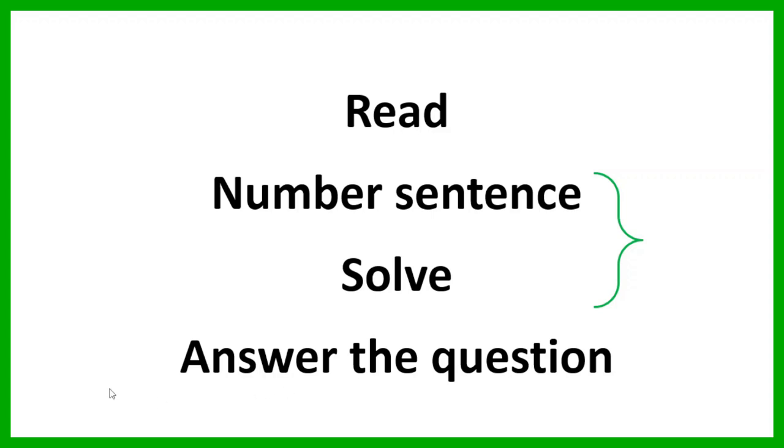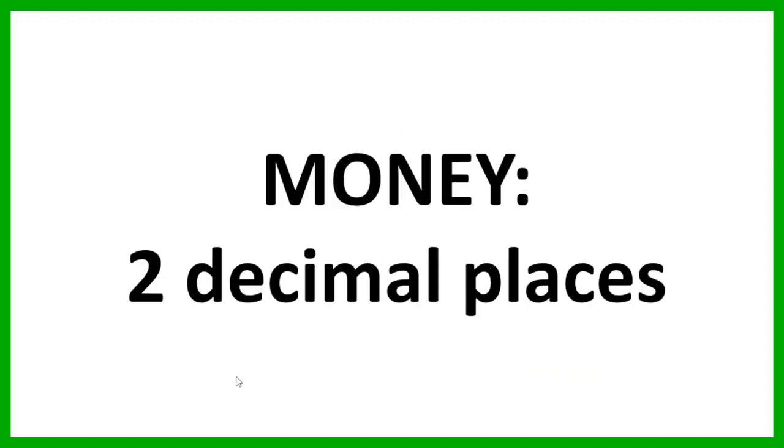Okay, then another thing you need to be aware of is if your question that you're working with is dealing with money, and if there are decimal places, then you need to make sure that you round off to two decimal places. And if you end up with one decimal place, you need to write the second decimal place. You can't just write 14.5 if it's money. You need to write 14 rand 50. Okay, so make sure that you write your money correctly.